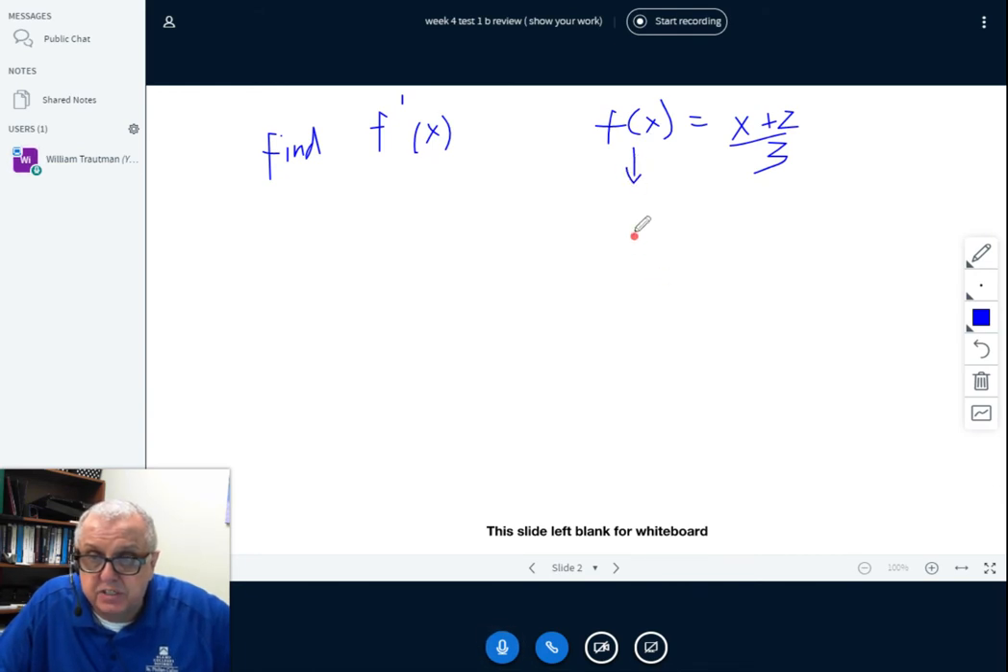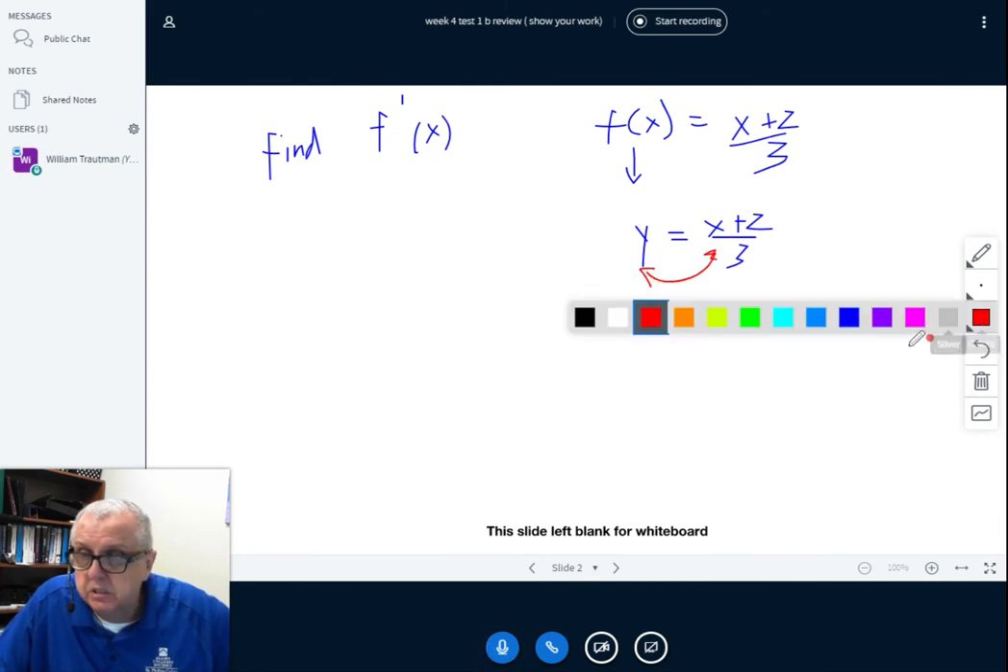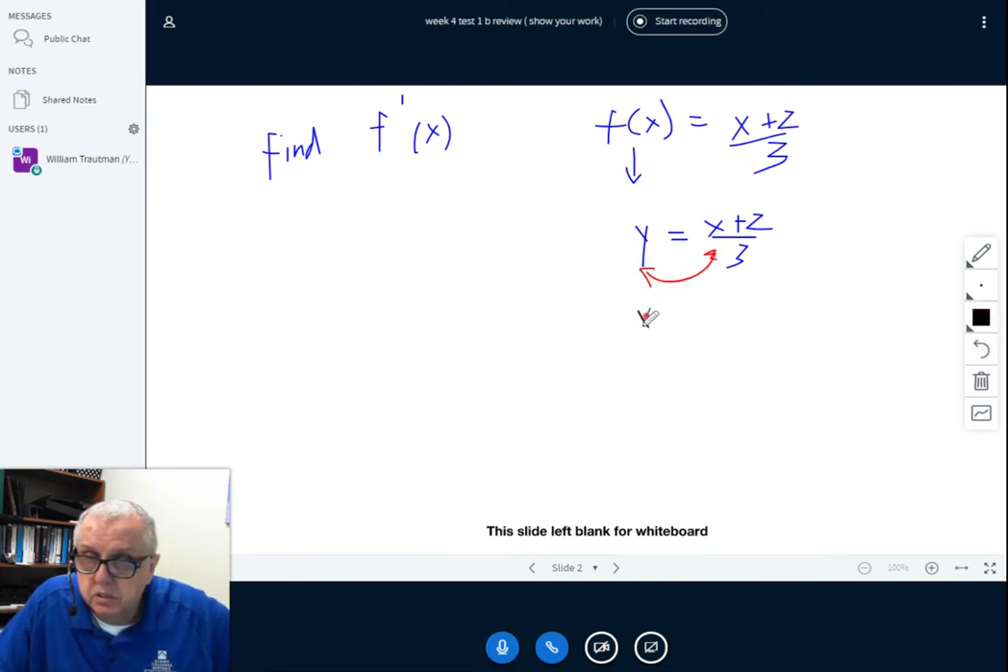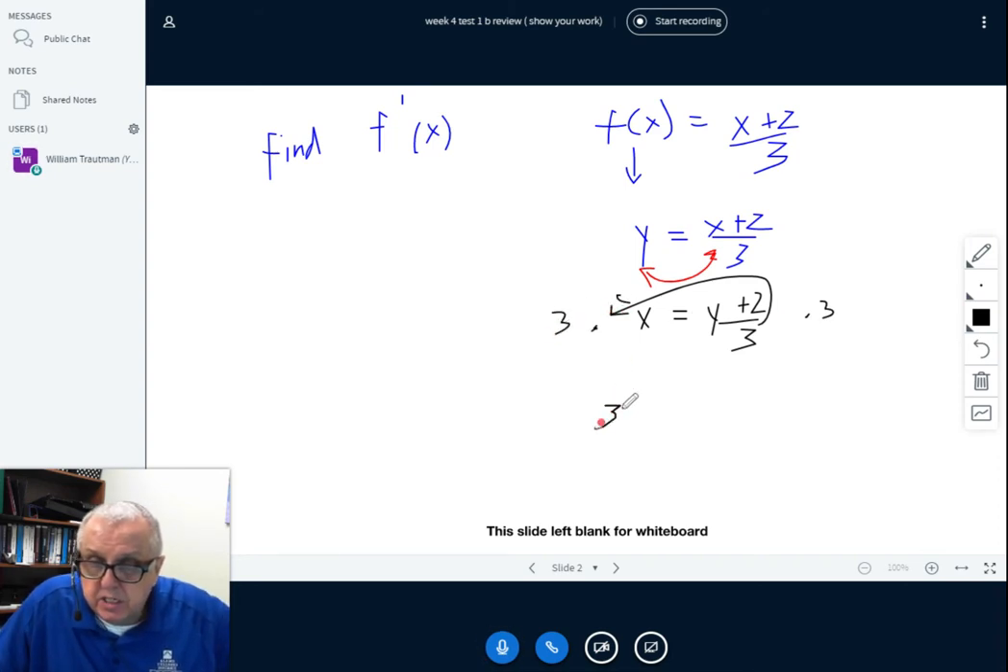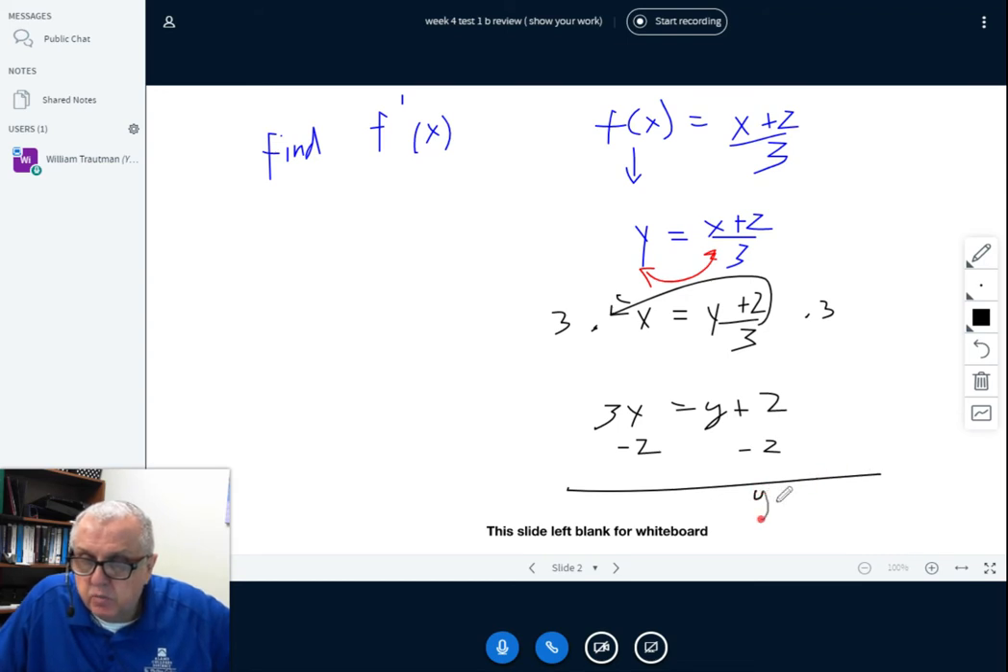First, you change f of x to y. Then you interchange the x and y variables. And then solve for y. So I'm going to take the 3 to the other side by multiplying by 3. And I have 3x equals y plus 2. And then I'm going to subtract 2, and y equals 3x minus 2.